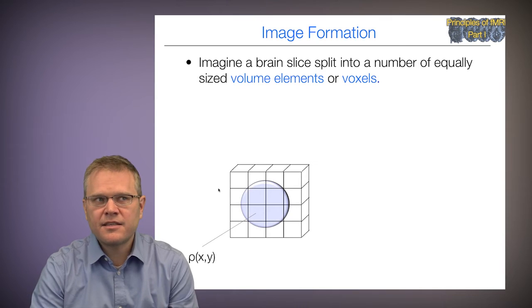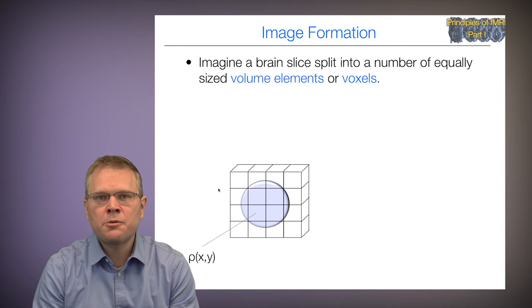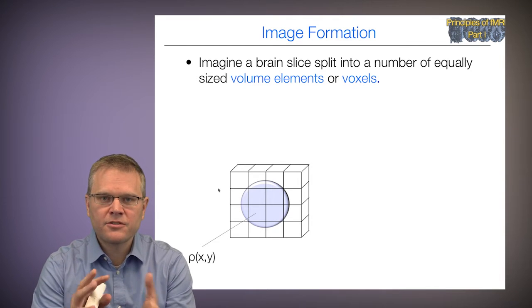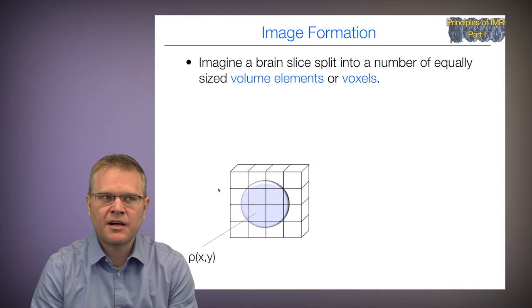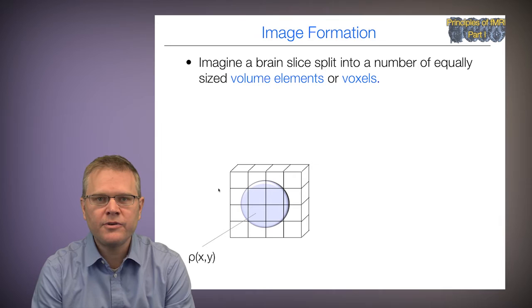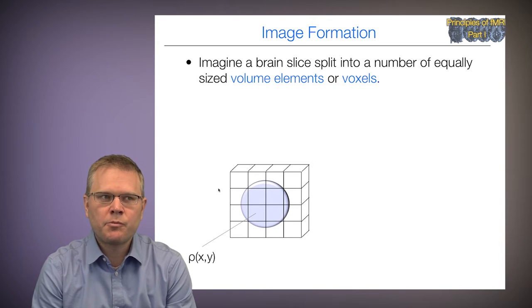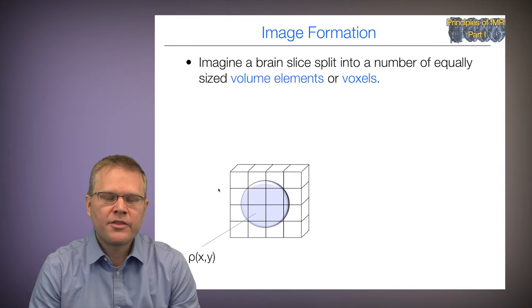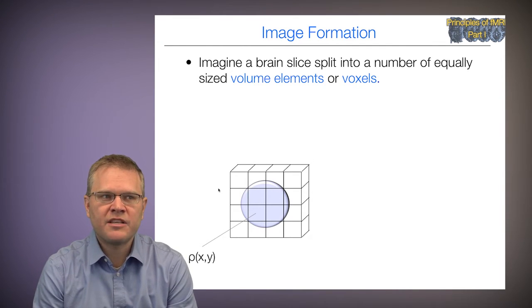So let's imagine that this brain slice is split into a number of equally sized volume elements or voxels. So again, voxels are sort of the three-dimensional analog of pixels. And so we have equally sized boxes that we split up. And so in this little cartoon image, we have a little purple brain here, and it's split up into 16 separate voxels. And so what we want to do is get a measurement of, let's just say for the sake of argument, the number of protons within each of these voxels.